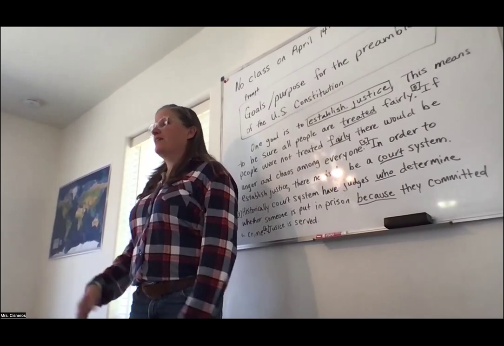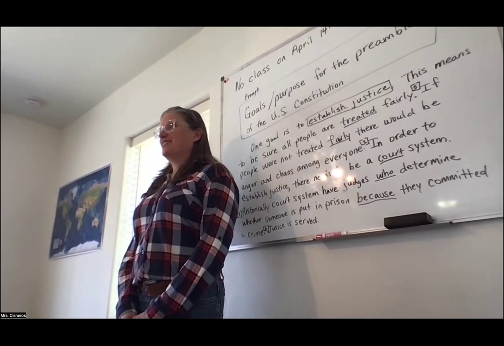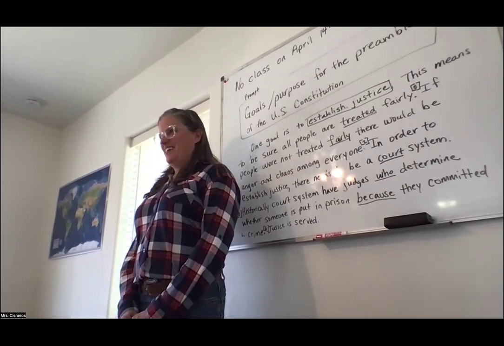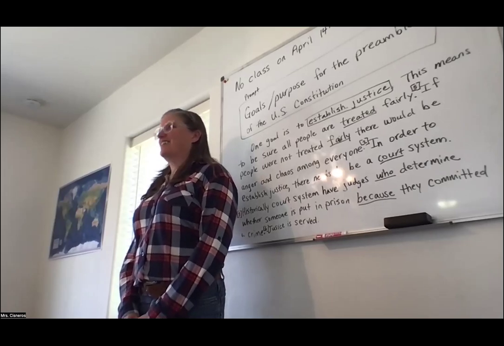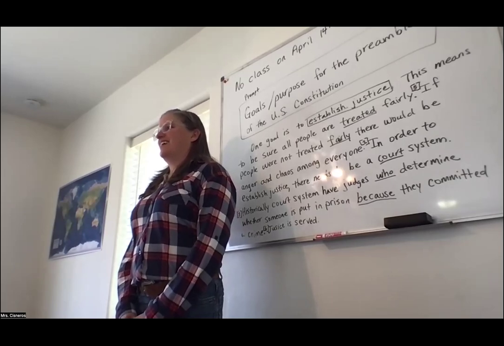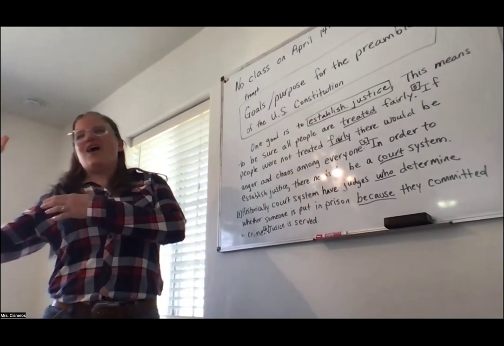We, the people of the United States, in order to form a more perfect union, establish justice, ensure domestic tranquility, provide for the common defense, promote the general welfare, and secure the blessings of liberty to ourselves and our posterity, do ordain and establish this Constitution for the United States of America, September 17th, 1787.